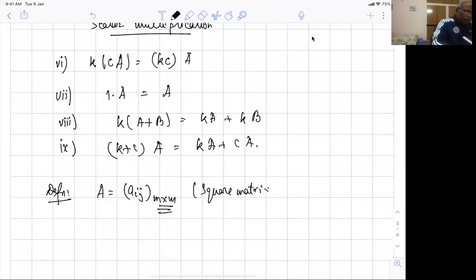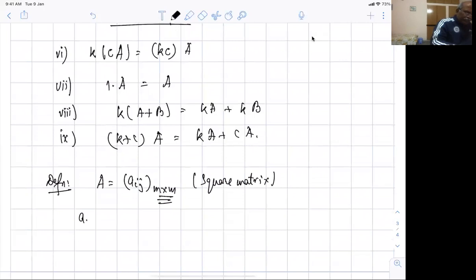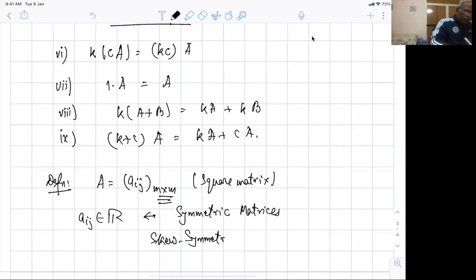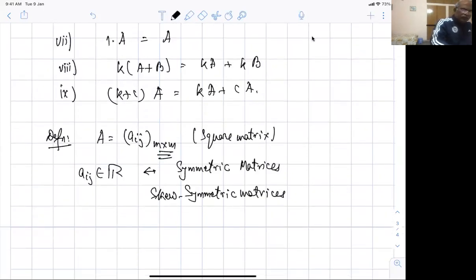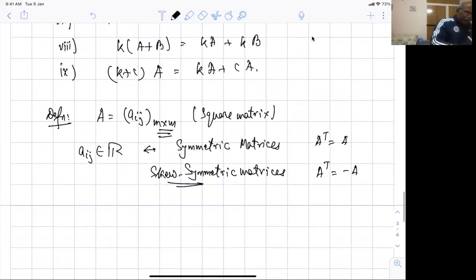A square matrix. Then whenever we have Aij belonging to R, we talk in terms of what is called symmetric matrices and what are called skew symmetric matrices. They play a very important role in the theory that we'll come to know towards the end of the class. For the time being, we should know what they are. So symmetric matrices means I need that A transpose should be A, and skew symmetric means A transpose should be minus A.